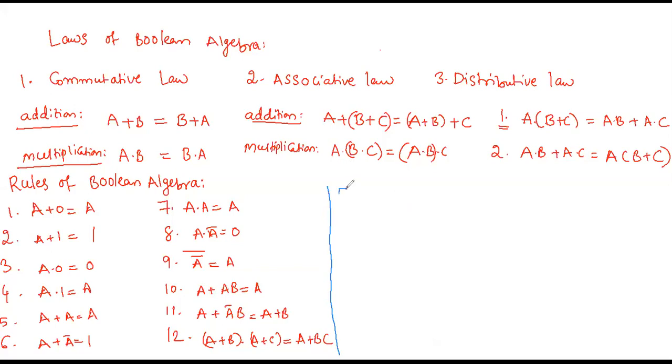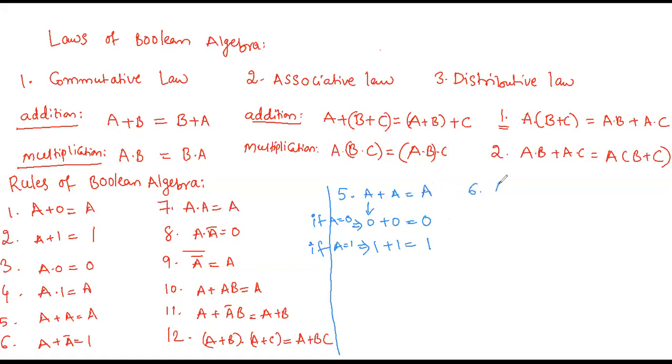Now fifth one, A plus A is equal to A. Now we will see. First take A is equal to 0. Now 0 plus 0, what will you get? 0 plus 0, Boolean addition, 0. Now take A is equal to 1. 1 plus 1 is equal to 1. Now see, whatever the value of A, that one only is presented at output. So you can generalize A plus A is equal to A.